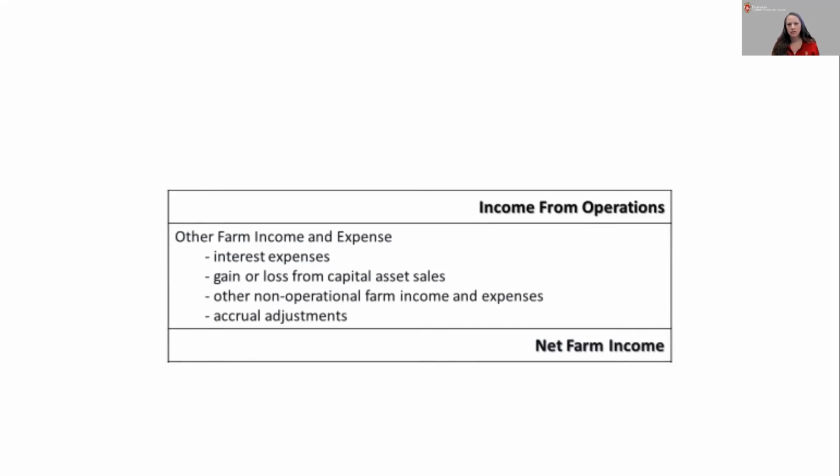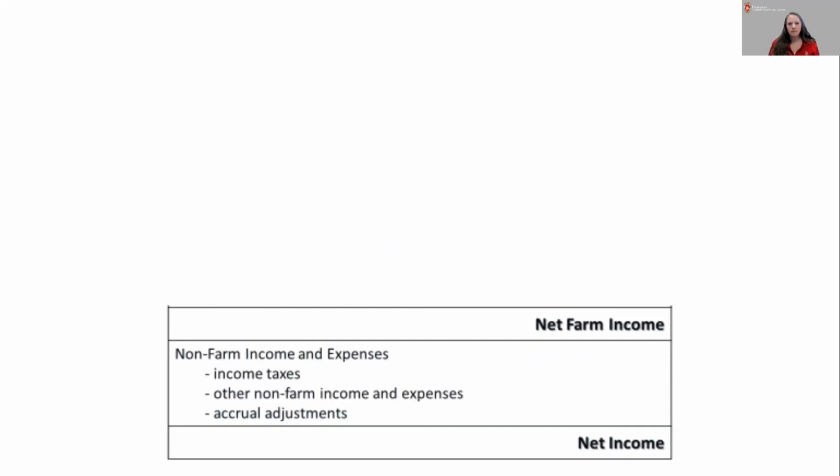Next, you will need to adjust for the difference between the sales value and the cost value, which is either a capital gain or loss. And you can find this information on your IRS Form 4797. Adjusting income from operations for interest adjustments, capital gains or losses, and other farm income or expenses results in your net farm income.